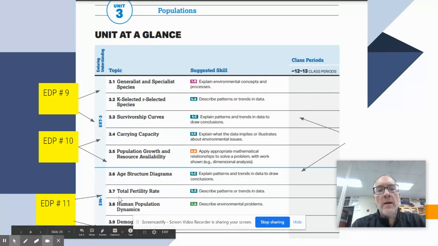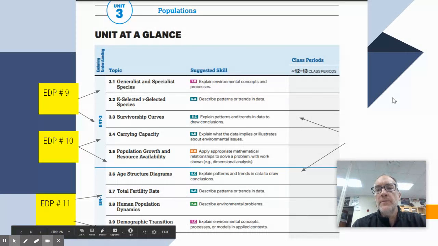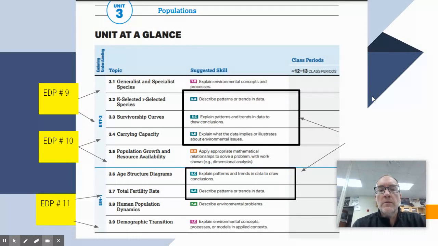I've decided to add age structure diagrams, etc., all having to do with human populations, as your final EdPuzzle. So remember, we're going to be doing some data analysis skills throughout, and this is no different.